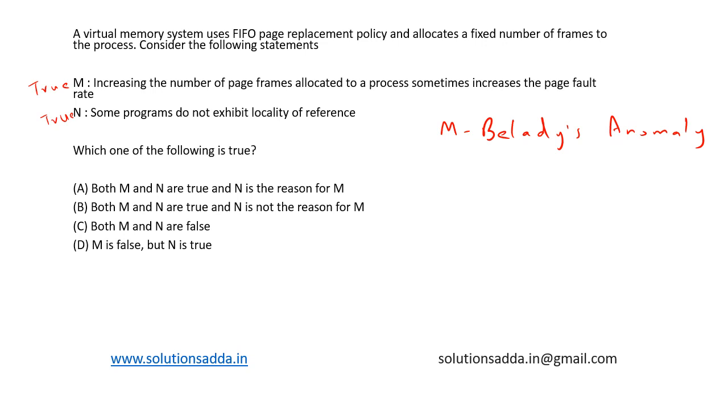Now let's see if N is the reason for M or not. N is not the reason for M because Belady's anomaly occurs for some specific pattern of page references and it is not confined to FIFO-based replacement policy. So M and N are true and N is not the reason for M. So the correct answer is option B.